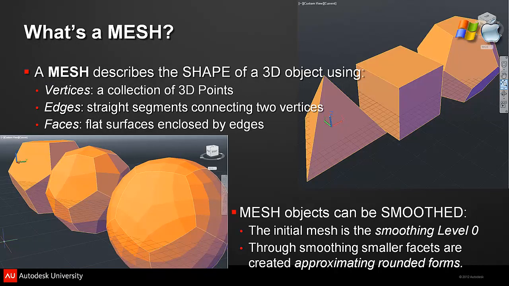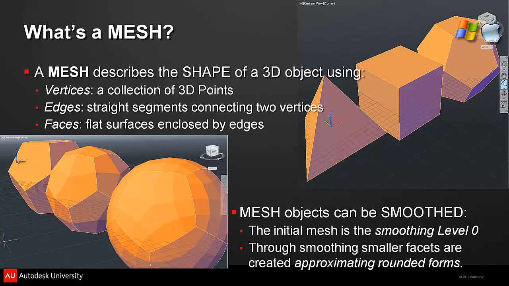What's a mesh? A mesh is a surface object. That is, unlike 3D solids, it has no volume or mass properties. It's made up of faces, which in turn are surrounded by edges, and these edges are specified by pairs of vertices. Meshes belong to the kind of objects known in computer graphics as subdivision surfaces. These objects can have different smoothing levels. Increasing the smoothing level generates facets that increasingly approximate rounded forms.